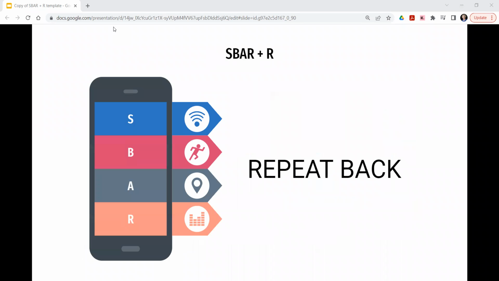So finally, there's the plus R. This is the repeat back. What did the RN hear the physician say? For example, I heard you say you'll come back and see the patient now. I heard you say you want me to place an order for X, Y, and Z. And if it's a drug order, it should include all the 5 rights. You want me to start an IV. So this is repeating back what you heard, and it's important to close the loop of communication.